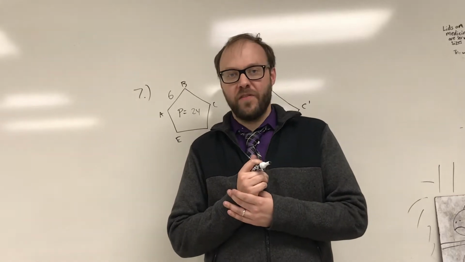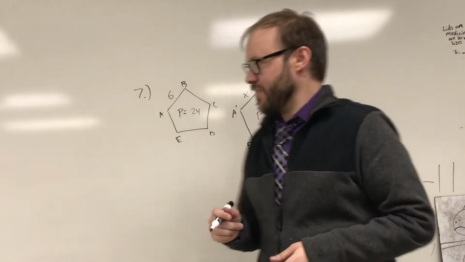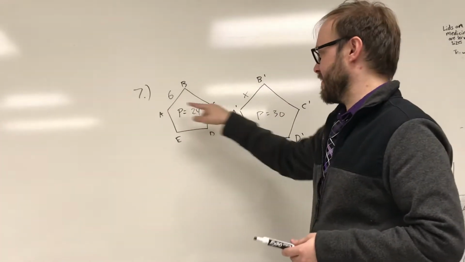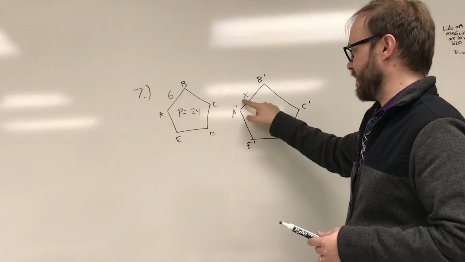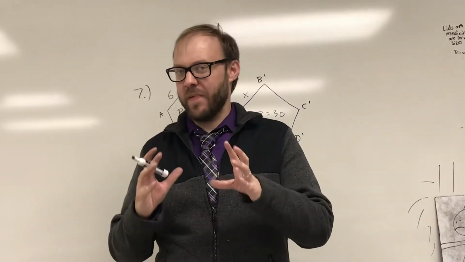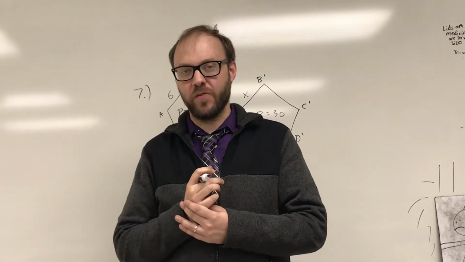Number 7 on the Chapter 8 review is a question that really everybody needs to see. They give you similar pentagons, and they tell you one perimeter is 24 and the other is 30. They tell you the length of one side is 6, and they want the length of the other corresponding side. We talked about this concept, but not very much, because we were rushing since we knew school was going to be canceled.